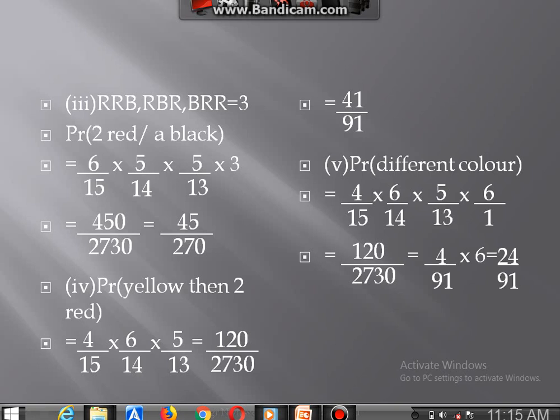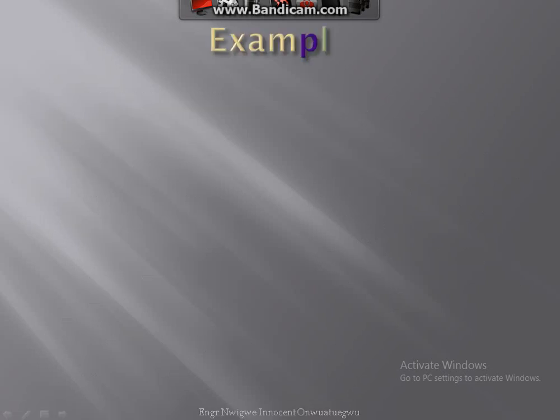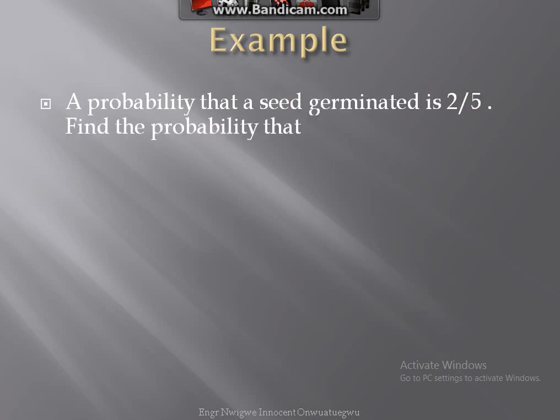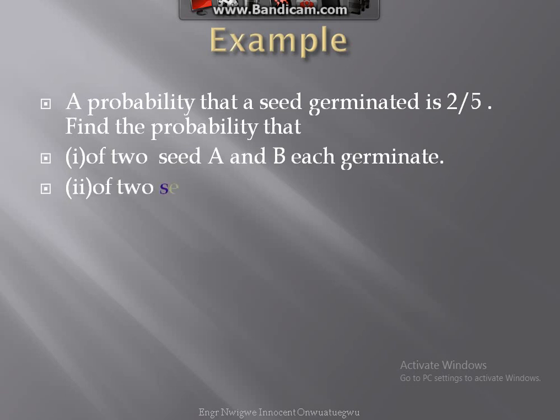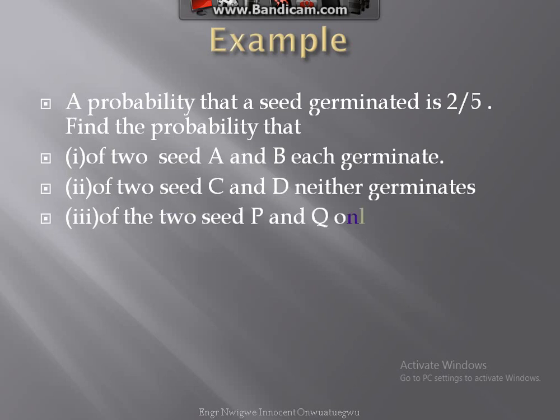The probability that a seed germinates is 2 over 5. Find the probability that (i) of two seeds A and B, each germinates; (ii) of two seeds C and D, neither germinates; (iii) of the two seeds P and Q, only P germinates.